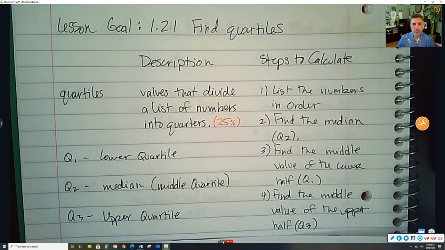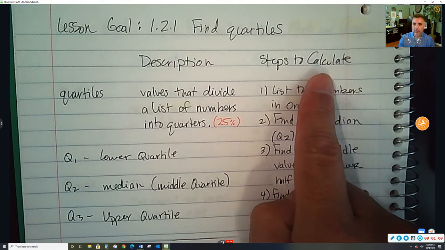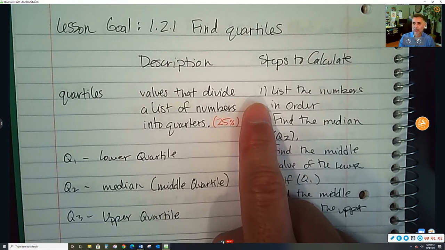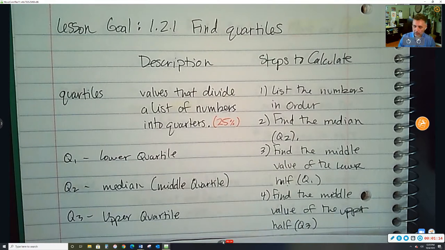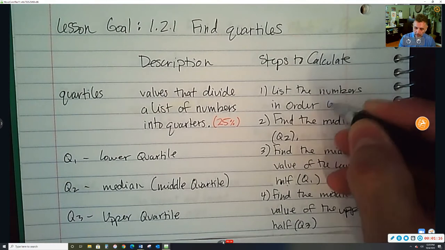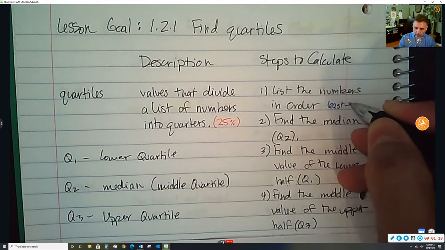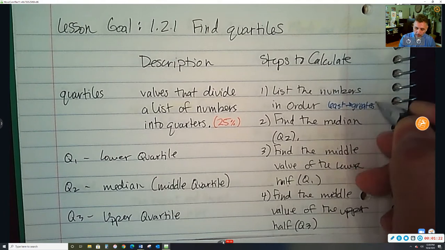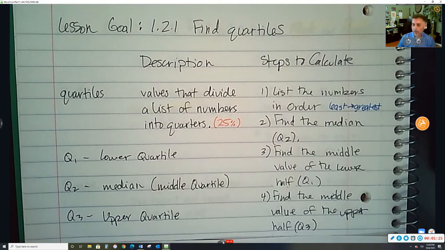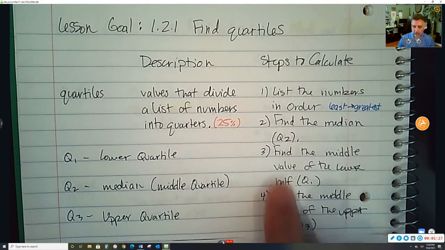And here's the steps to calculate. The first thing we want to do, and this right here is probably the most important, and if you mess this up, it's going to mess up everything, is you want to list the numbers in order, okay? And it's always in order from least to greatest. That means the smallest number to the biggest number, right? From least to greatest, okay?